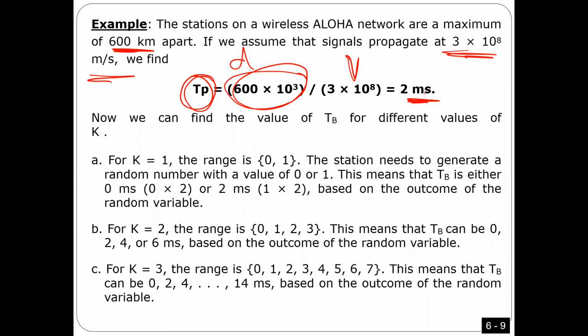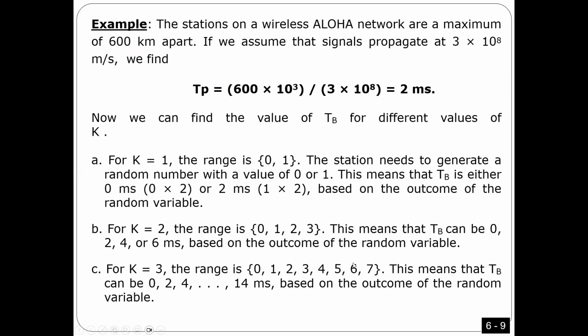This is the time for the signal to move from the beginning of the 600 to the end. So you have 600 kilometers. The time for the signal to move from here to here is actually 2 milliseconds, okay? And then I'm going to calculate the delay, or the back-off time, the random back-off time at different values of K. So number one, when K is equal to 1, I'm going to select a random number from 0 to 1, and I'm going to multiply it by TP, and this will be my delay.